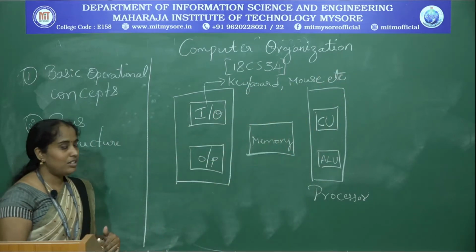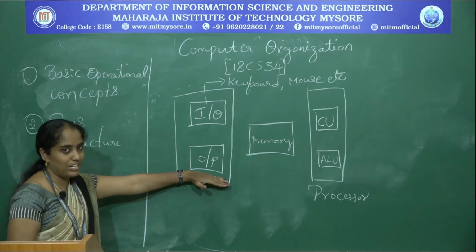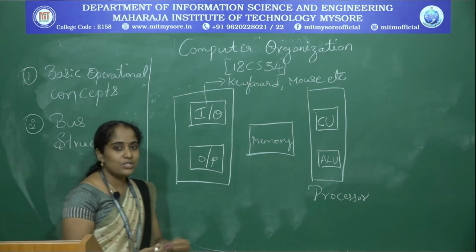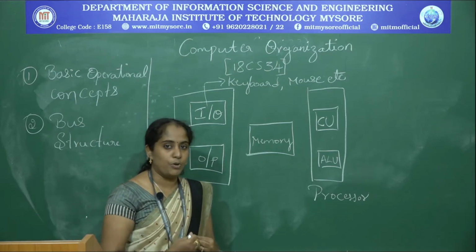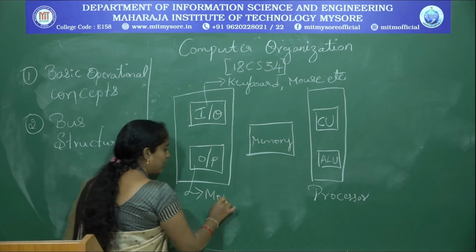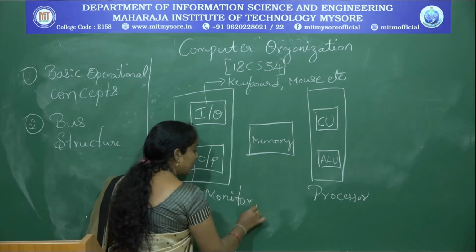And another unit is the output unit. By using this output unit, the user can view the output. Examples of output units are the monitor and printer.